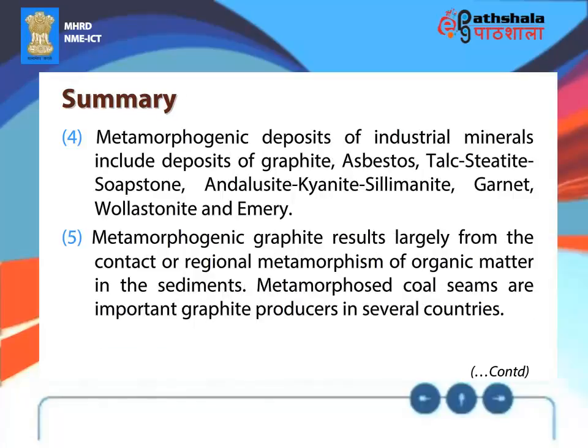Metamorphogenic deposits of industrial minerals include deposits of graphite, asbestos, talc, steatite, soapstone, andalusite, kyanite, sillimanite, garnet, wollastonite, and emery. Metamorphogenic graphite results largely from the contact or regional metamorphism of organic matter in the sediments. Metamorphosed coal seams are important graphite producers in several countries.